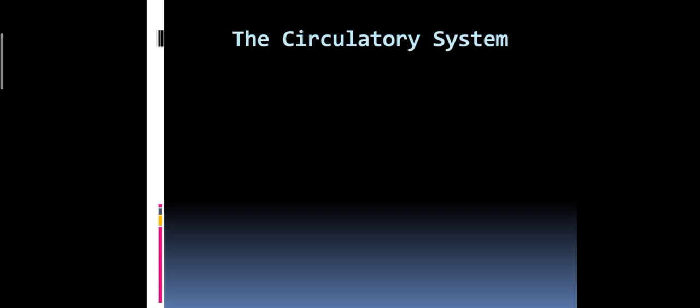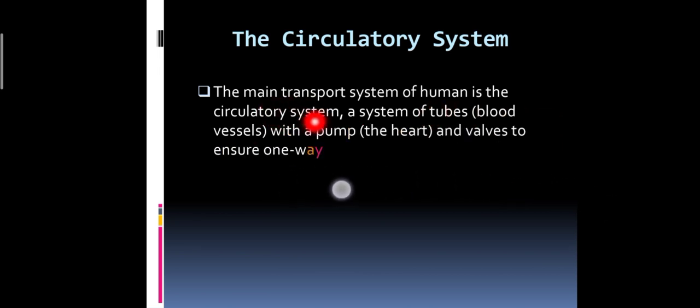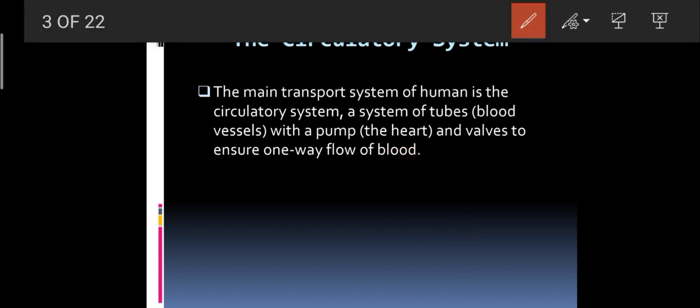Now firstly we will discuss the circulatory system. What is the circulatory system? It is the main transport system of humans. It is a system of tubes, blood vessels, with a pump which is known as the heart and valves to ensure one-way flow of the blood. So the circulatory system is a system of tubes, pump and valves to ensure one-way flow of the blood.